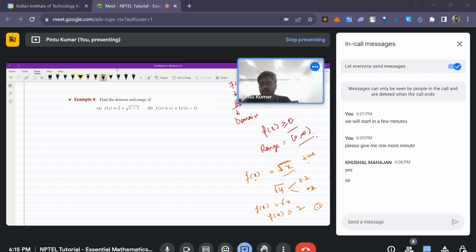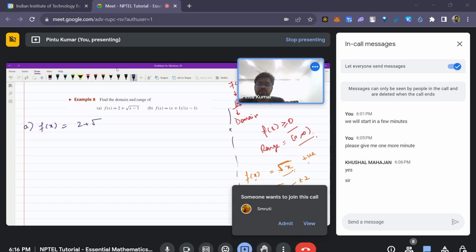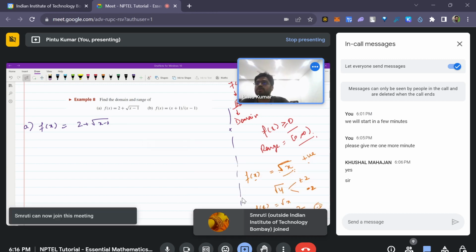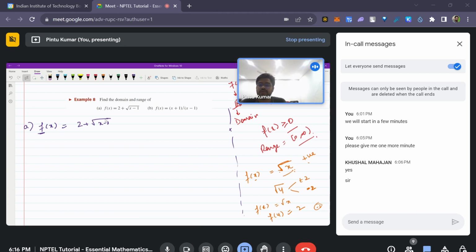Okay. So for the first part, we are given that f of x is 2 plus square root of x minus 1. If you want to find the domain of some function, then what you want to see is the values for which you can find f of x, for which your f of x is well defined, right? You want to find those x.